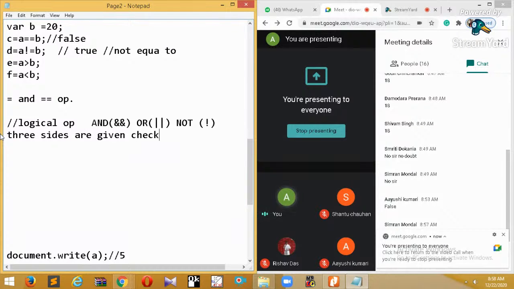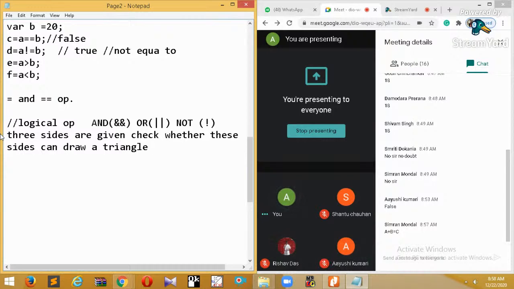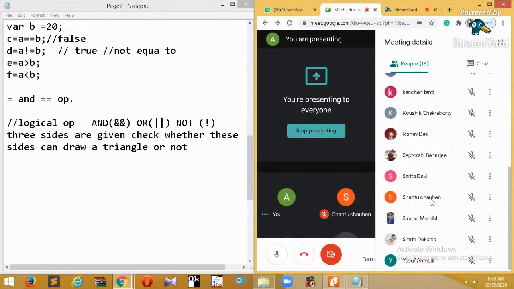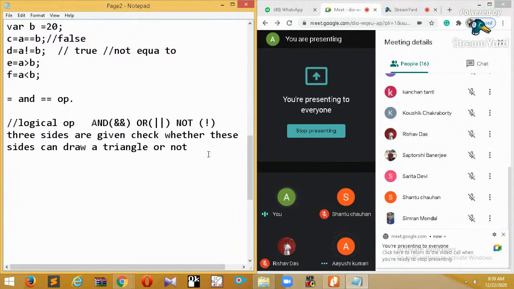Check whether these sides can draw a triangle or not. Everybody listen and try to answer the question. Draw a triangle or not. Damodara? Yeah, obviously. Anybody? Yes, that is the rule.